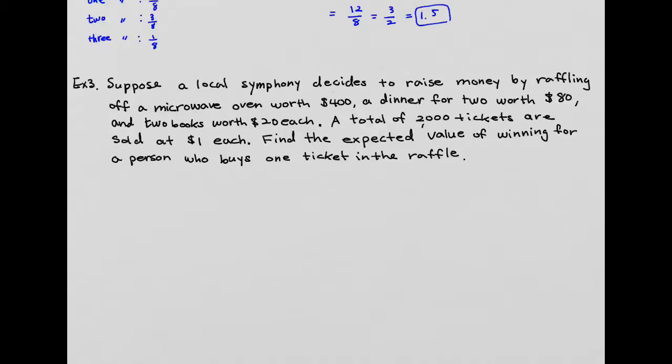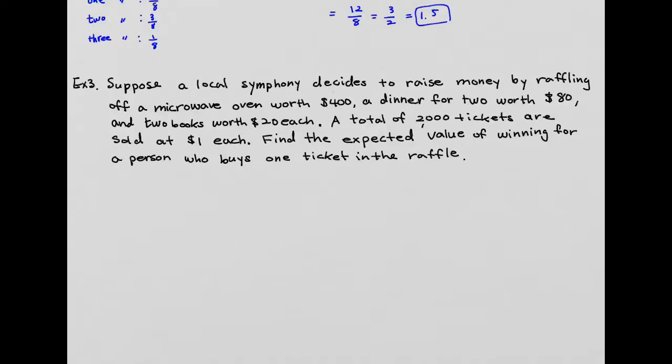Okay, so let's look at one last question of expected values. Example 3. Suppose a local symphony decides to raise money by raffling off a microwave oven worth $400, a dinner for 2 worth $80, and 2 books worth $20 each. A total of 2,000 tickets are sold at $1 each. Find the expected value of winning for a person who buys 1 ticket in the raffle.